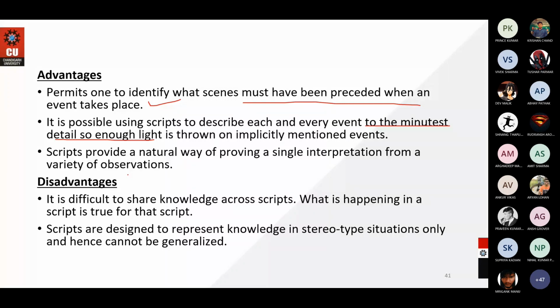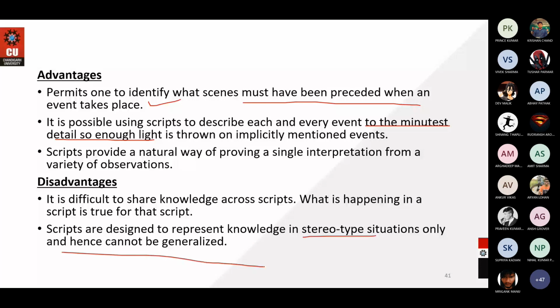And then we have two disadvantages of this. One of the disadvantages is that it is difficult to share knowledge across scripts. Script sharing is not possible. Sharing one script with another script is quite a difficult task. What is happening in one script is true for that script only, but it may be false for the other script. So this is again one of the demerits. The next disadvantage is that scripts are designed to present knowledge in stereotyped situations only and hence cannot be generalized.